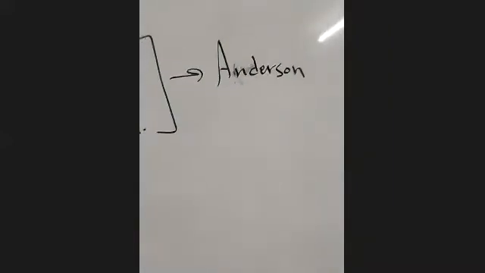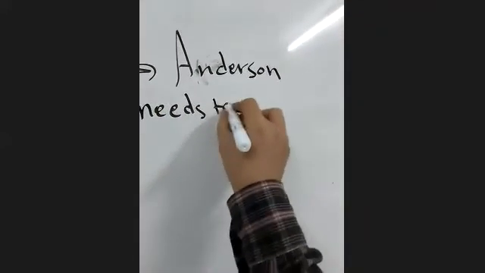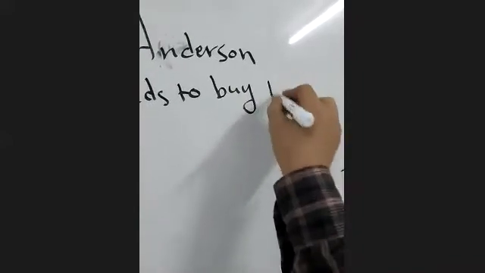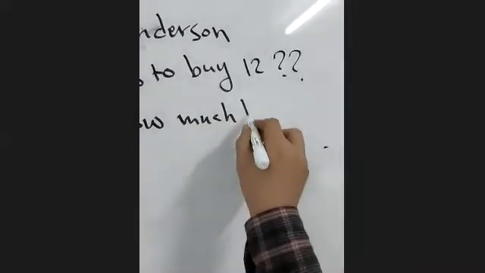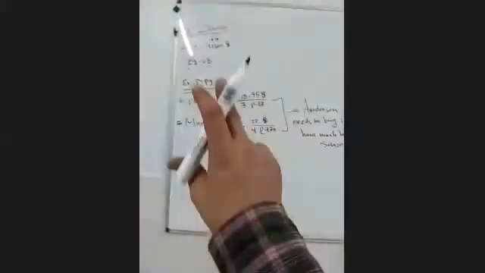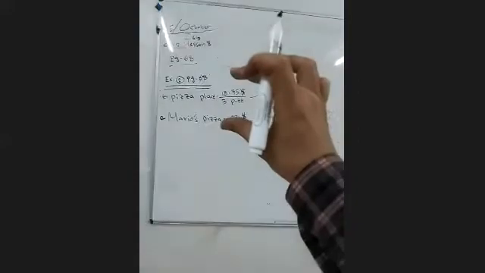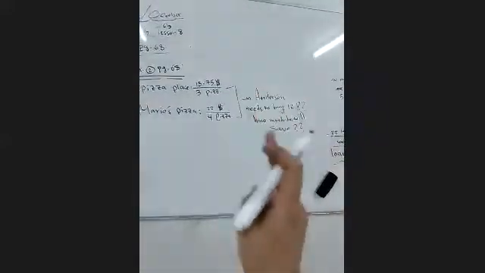Mr. Anderson needs to buy how many pizzas? 12 pizzas. So how much will he save? This is the question. How much will be saved if he buys the pizza from Mario's Pizza instead of the Pizza Place? Now, here, guys, I prepared my question. This is the given information, and this is the wanted. We have given, and we have wanted, okay?